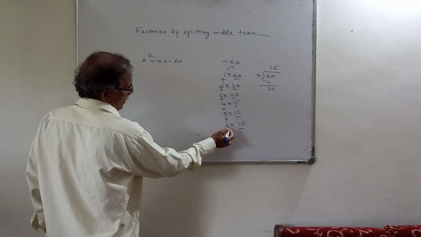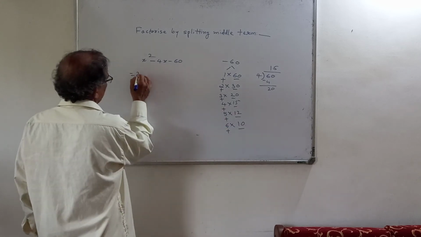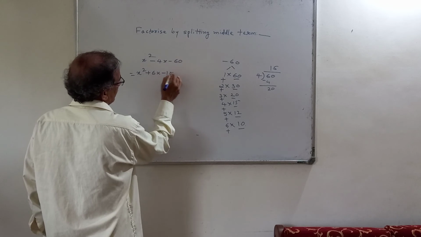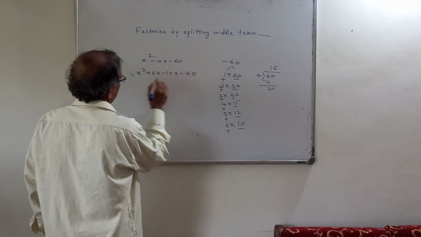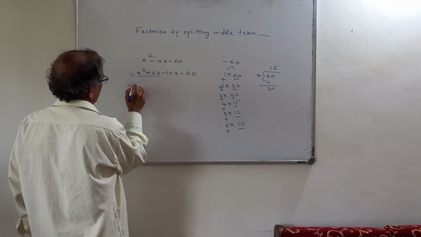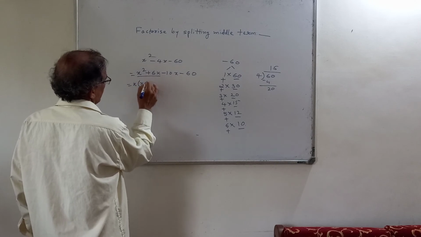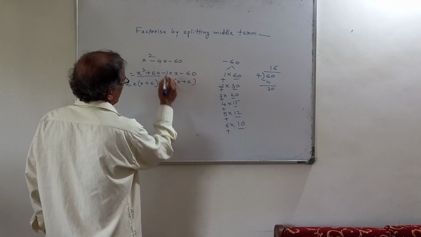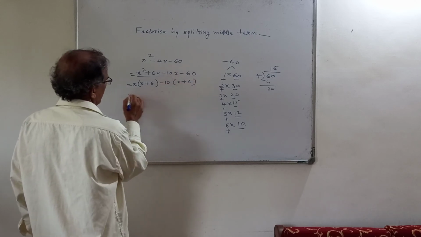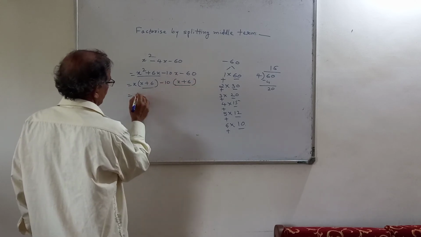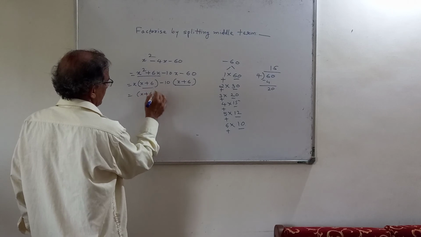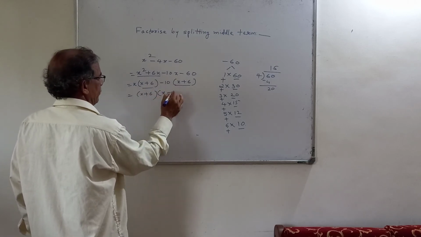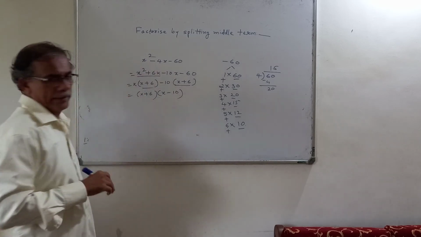So attach x to this and write here. So x square plus 6x minus 10x minus 60. Now what is common here? x. x plus 6, right, here x plus 6. And what is here? Minus 10. So this is now common. x plus 6, and this x and this minus 10 will be in the second bracket.